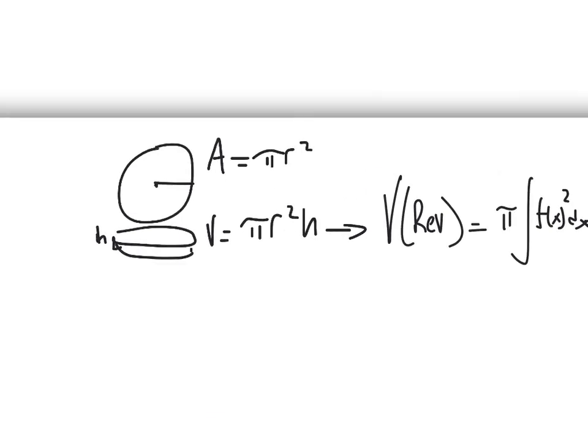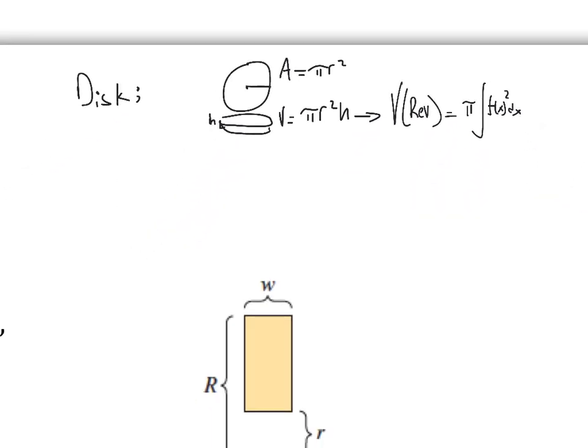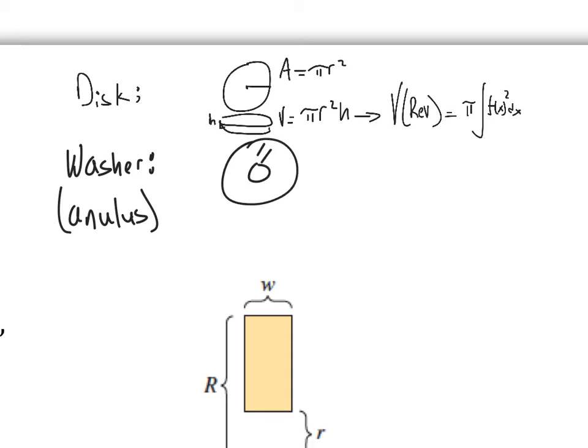Well, when we've got a hole in something, we have a washer. The name for this in a flat shape is actually called an annulus. So an annulus is a circle with a hole in it. Now, how would you find the area of this annulus? You would need to figure out the radius of the inside, and the radius of the outside circle.